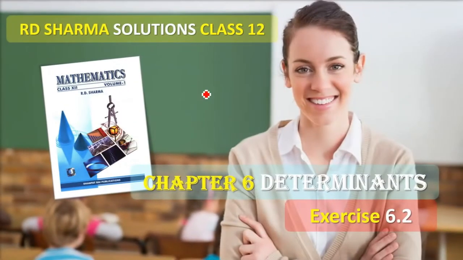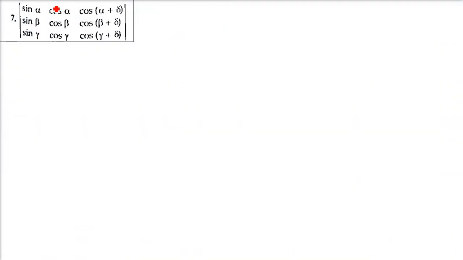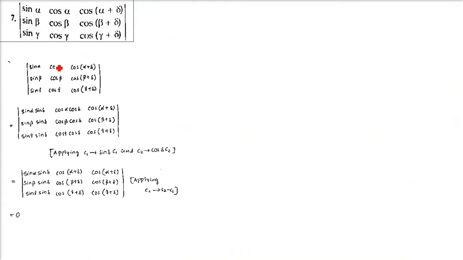This is Sharma solution, class 12, chapter 6, determinants. Exercise 6.2. So this is with the trigonometric relationships and identities. We are going to use expressions.